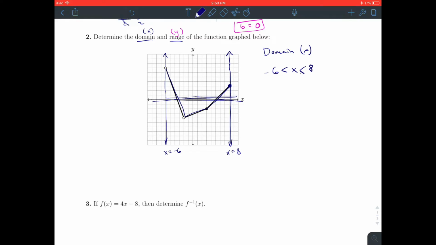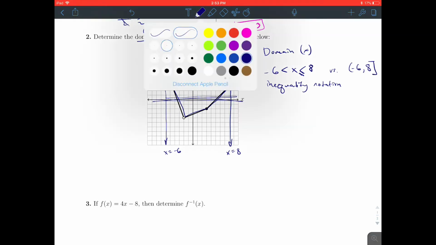Finally, because we have the solid bubble at 8, it means that x is allowed to equal 8 because it actually hits that point. So I chose to use inequality notation, but judging by the survey in class, many of you prefer interval notation. So the interval notation solution would have been negative 6, comma 8 with the square bracket.